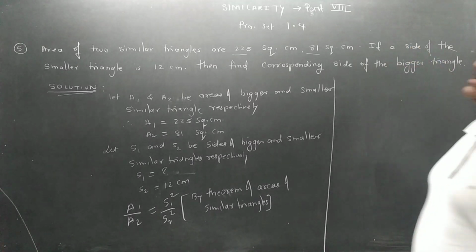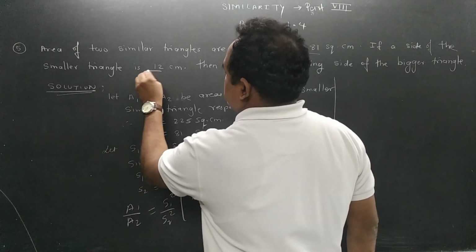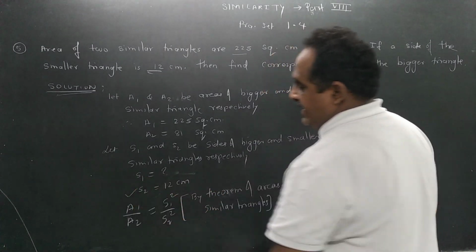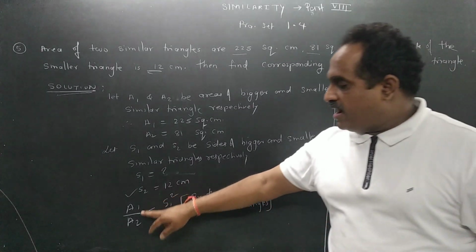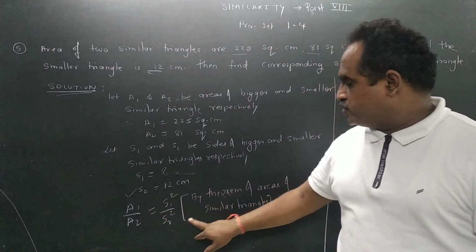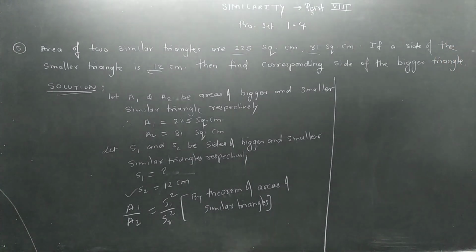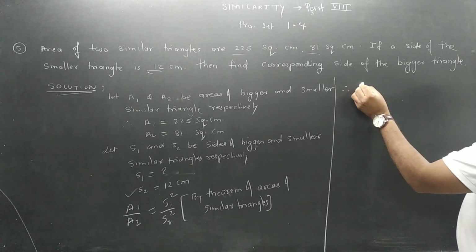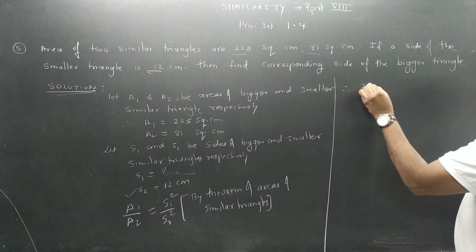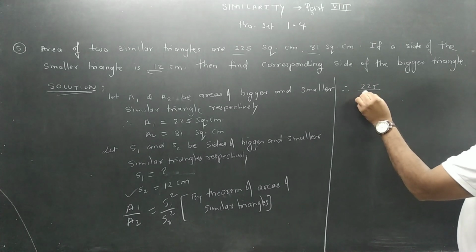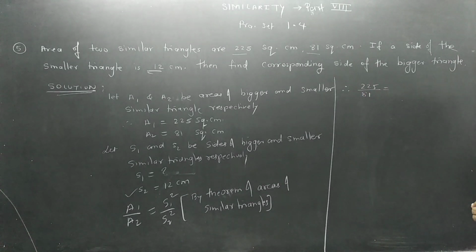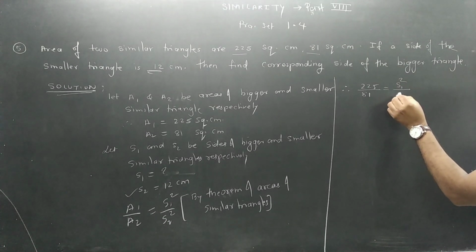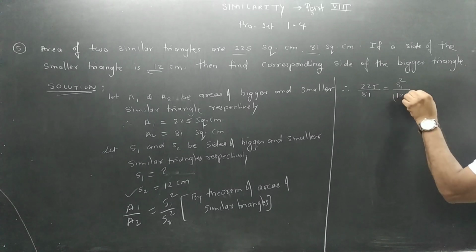If a triangle is smaller, we had taken bigger first, then smaller. So actually S1 नहीं दिया है, हमने क्या दिया है, S2 दिया है. Now we will do A1 upon A2 is equal to S1 square upon S2 square by the theorem on areas of similar triangles. What is the value of S1? A1 is 225, A2 is 81. That is equal to S1 हमें निकालना है और S2 का वैल्यू दिया हुआ है 12. So you are going to write 12 square.